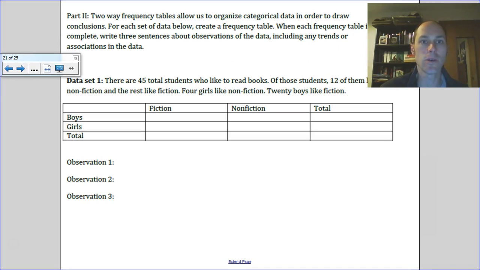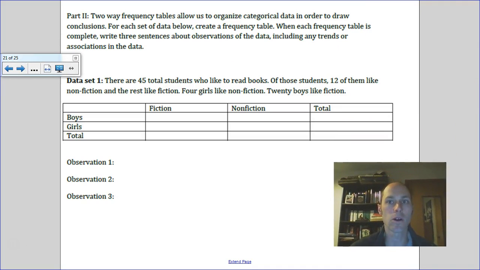In part 2, it says two-way frequency tables allow us to organize categorical data in order to draw conclusions. For each set of data, create a frequency table. Each frequency table is complete. Write 3 sentences about observations, including any trends or associations, similar to what we did before.